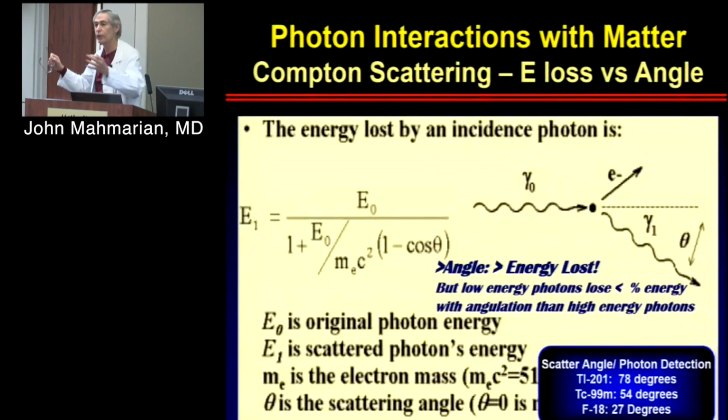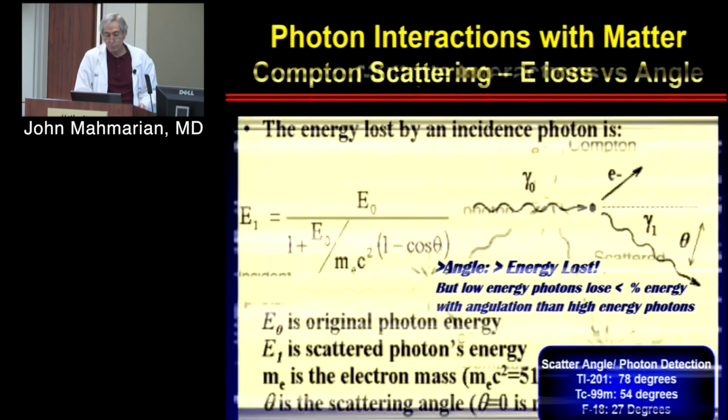Thallium is terrible. Not only does it scatter all over the place, but when you scatter it, you actually collect most of those scattered photons, which is something we don't want to do, okay? So that's why, generally speaking, today we use just technetium 99m. Notice F18. F18 only has to scatter 27 degrees, and it loses enough energy where you would not accept that as a photon you'd want to use for your image. So that's why I think these kind of agents are actually going to be very, very helpful in the future.